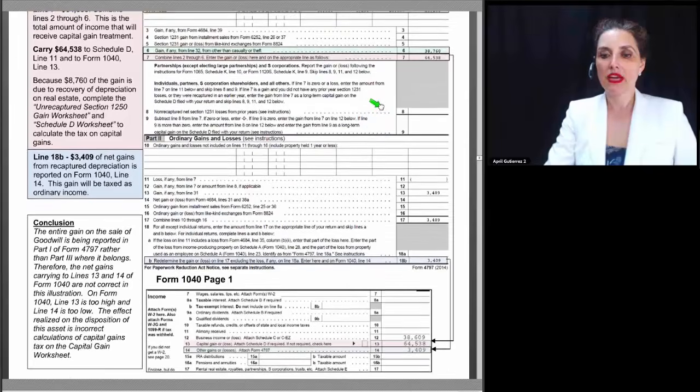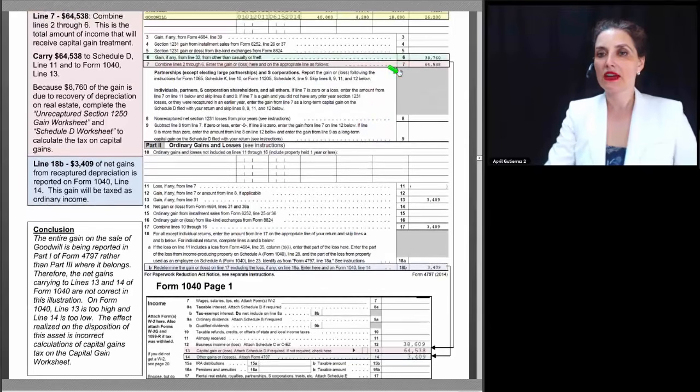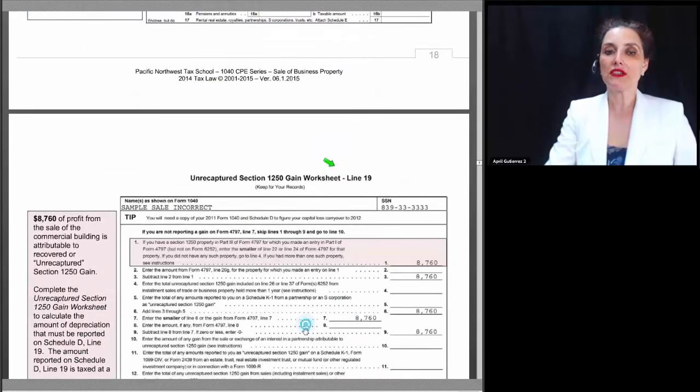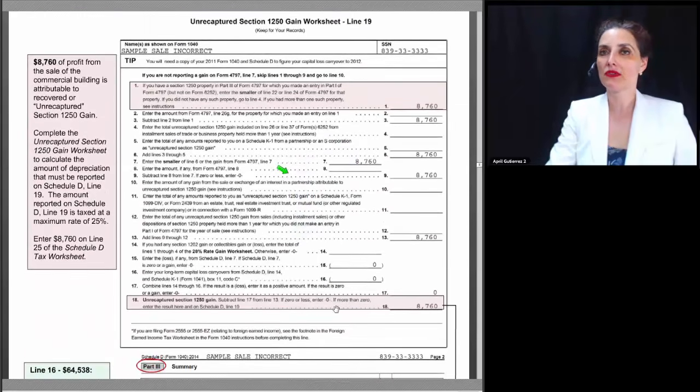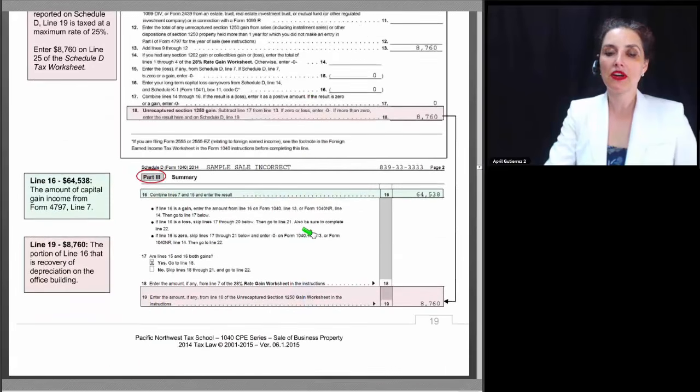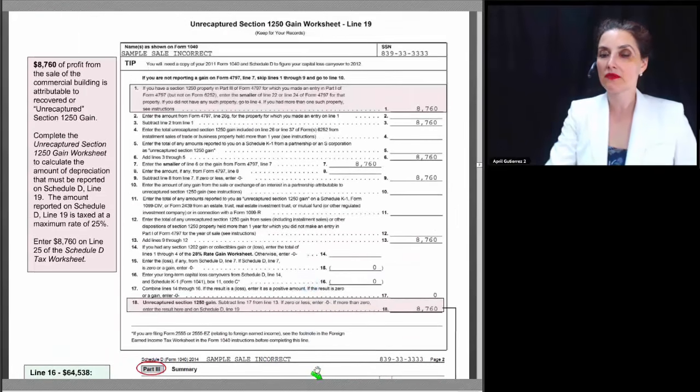And ultimately we have $64,538 that is entered as capital gains on line 13 of the 1040, and we have $3,409 that is entered as ordinary income on line 14 of the 1040. Okay, so what about that? Well, the difference actually starts when we get to the unrecaptured Section 1250 gain worksheet and then move on to the capital gain worksheet from there.